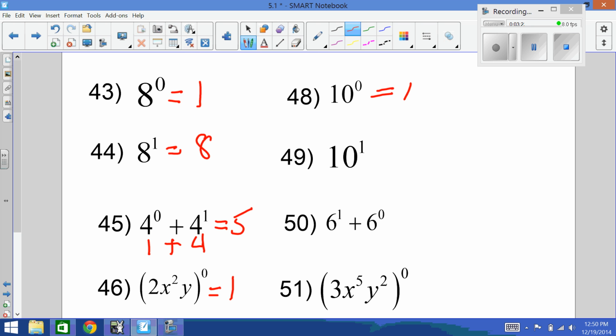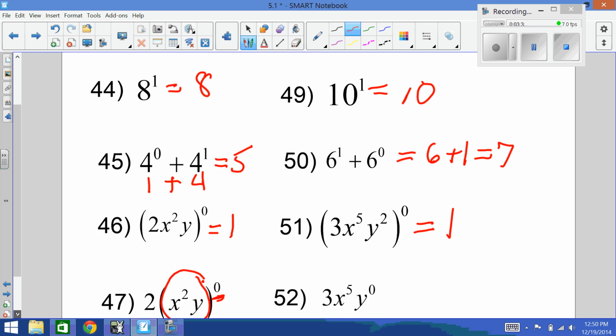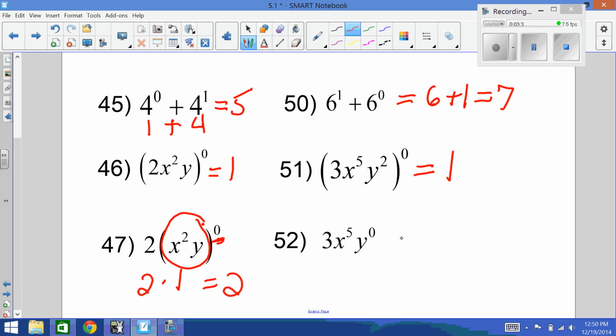All right, so this gives me 1. This gives me 10. This is 6 plus 1, which is 7. This gives me 1. And this is 3x to the 5th times 1. So this is 3x to the 5th.